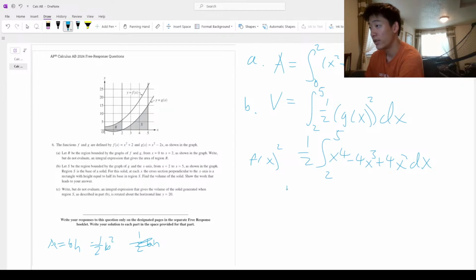So let's just take the antiderivative. This equals this, it equals this. I'm gonna get rid of this. Oh, if you cross it out, it erases for you. That's nice. Okay, antiderivative time. 1/5 x to the 5th.